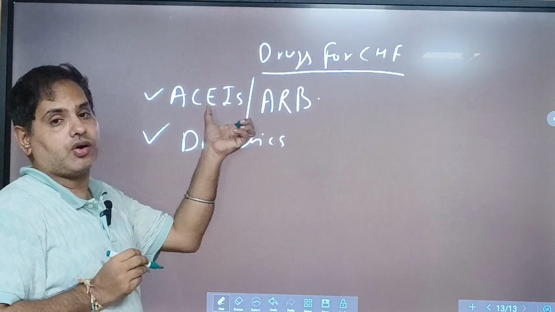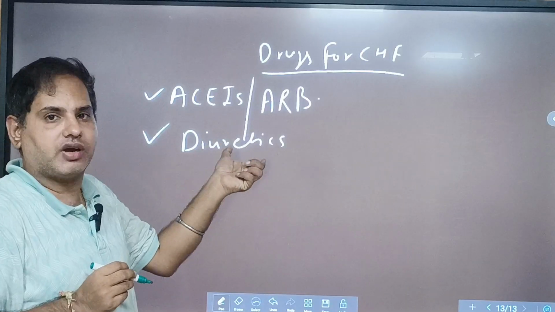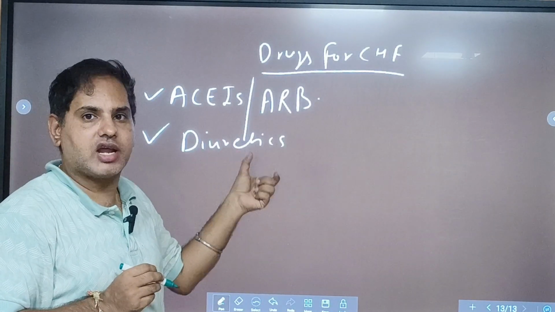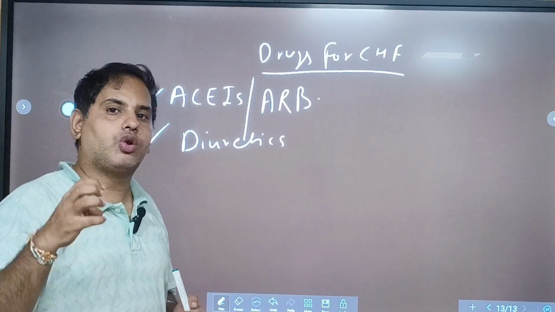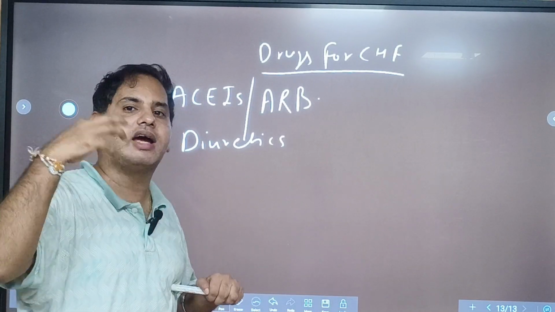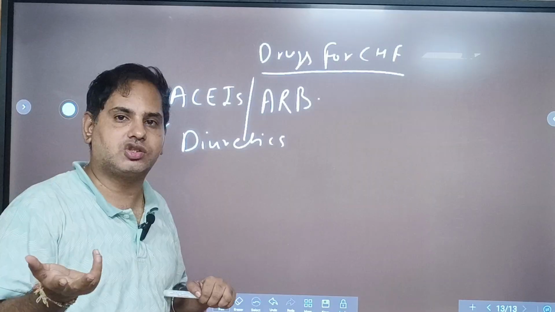These are the first line of drugs. If someone is suffering from congestive heart failure, we use diuretics first. Diuretics will decrease your preload as well as the afterload. Preload is the load on the ventricles created by the blood during the diastole.